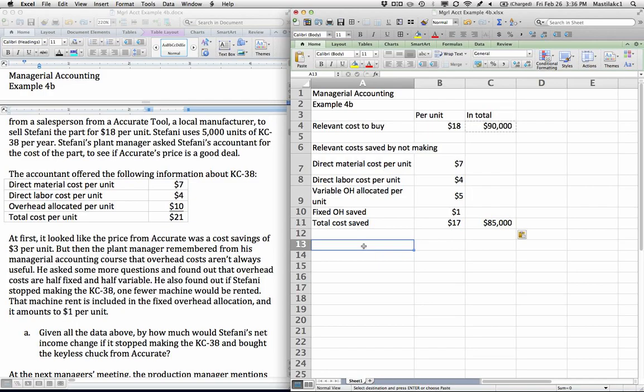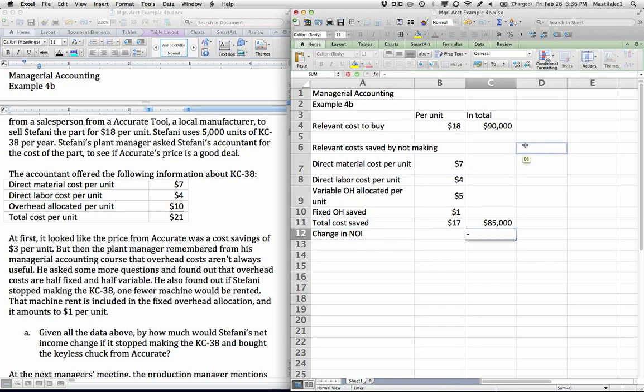So how's this going to affect our net income? Well, we're going to start spending the $90,000, so I'm going to put that in as a negative. We're going to subtract that amount, and the $85,000 that we're going to save is going to be a positive, so I'll add that. And so we're actually going to be $5,000 worse off.